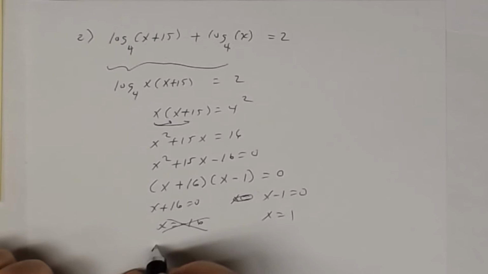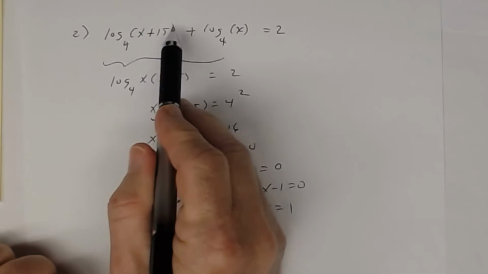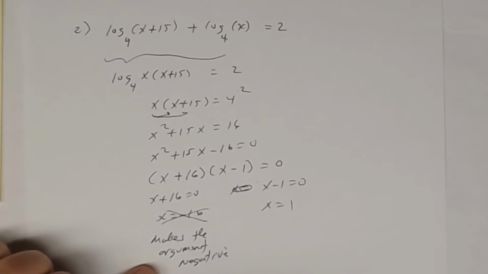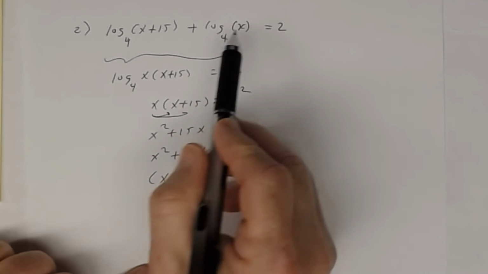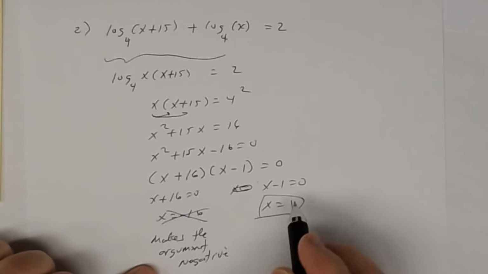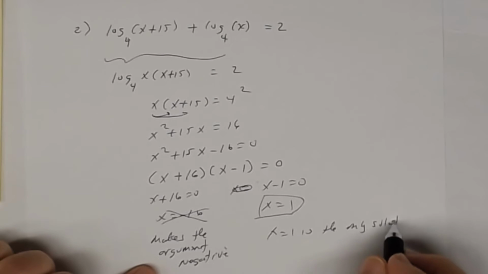Okay, so this makes at least one of the arguments, in this case both of them, negative. Remember what I mean by argument: whatever you're taking the log of, we call that the argument. Argument negative. And so remember, you can only take the log of a positive number. Now let's check 1. 1 plus 15 is 16, that's positive, and then this argument, 1, is a positive number. So that's the only solution. So x equals 1 is the only solution.